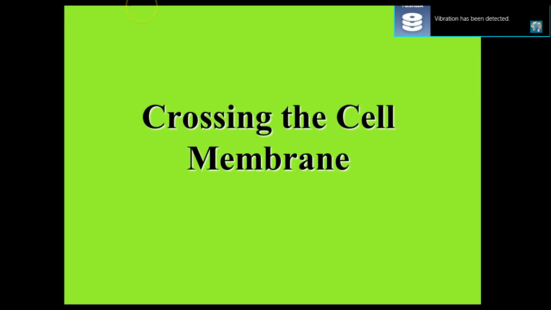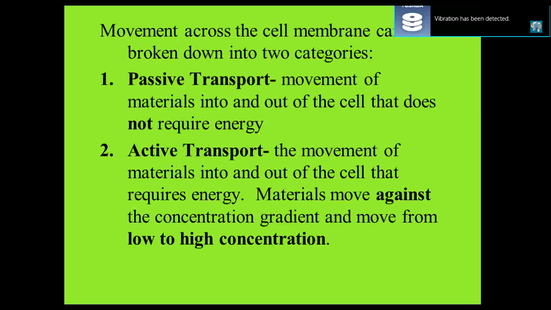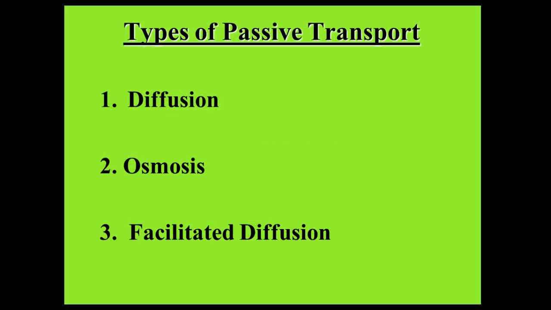Okay, so crossing the cell membrane. We're going to talk about two ways that materials can cross. They have passive transport, which is the movement of materials into and out of the cell that does not require energy. And then we also have active transport, the movement of materials into and out of the cell that requires energy. Materials move against the concentration gradient, from low to high concentrations.